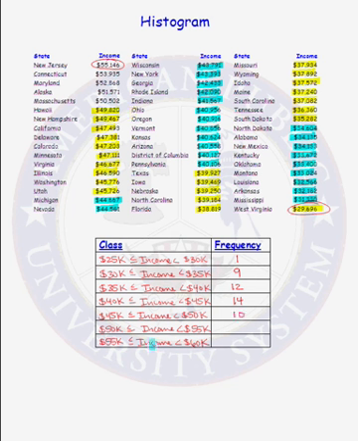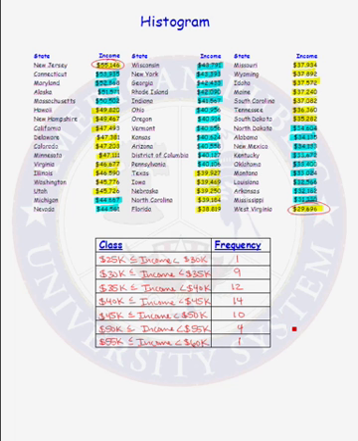How many states have income between $50,000 and $55,000? 1, 2, 3, 4 states. And how many have incomes greater than $55,000 but less than $60,000? 1 state, New Jersey. Now the first step in constructing a histogram is complete. We have a frequency table.